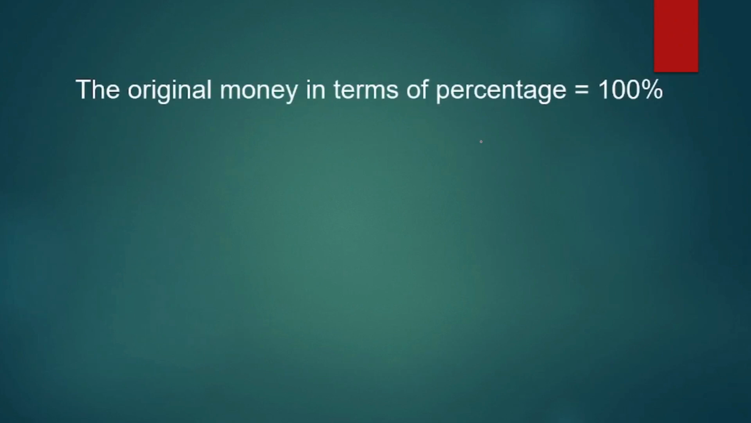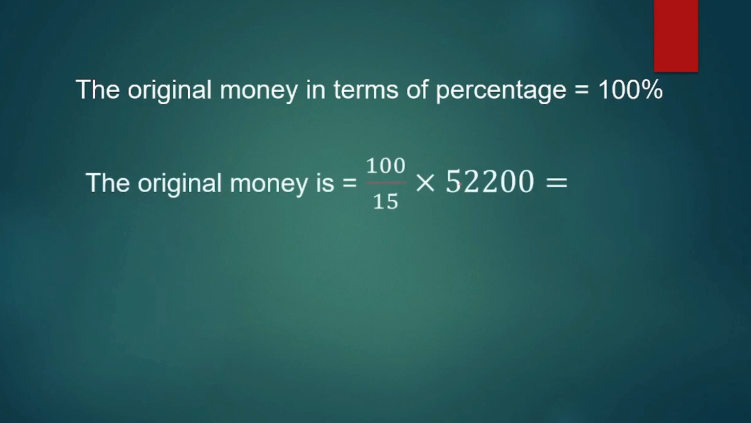So the original money he had is 100%. So 100 by 15 into 52,200. So 5 ones are 5, 5 threes are 15, 5 20s are 100, 3 ones are 3, 22 remains, 3 sevens are 21, 12 remains, 3 fours are 12, zeros, 2 zeros. So here 3 zeros are there.